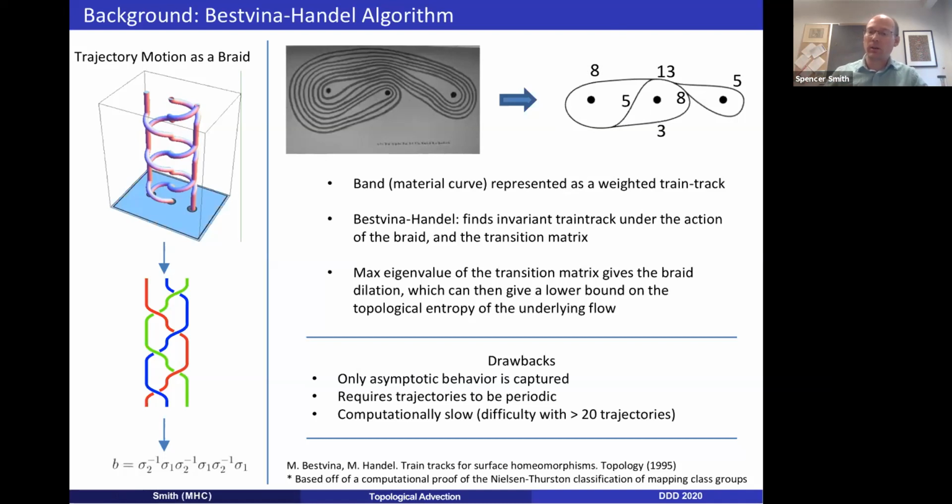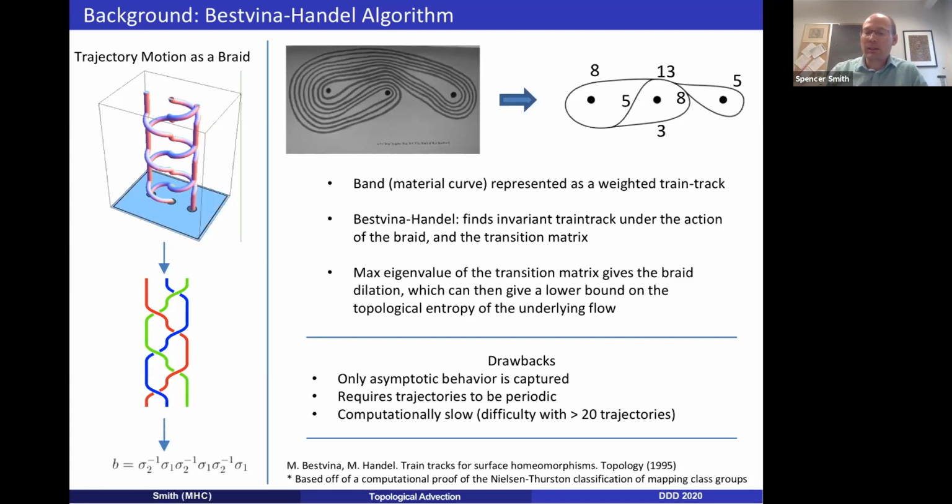And the Bestvina-Handel algorithm takes this train track and moves it around under the action of the braid, and it finds a transition matrix for these elements of the train track. So it tells us how this curve maps back to itself, and therefore how much stretching occurs. So you can do a lot of interesting work with this.